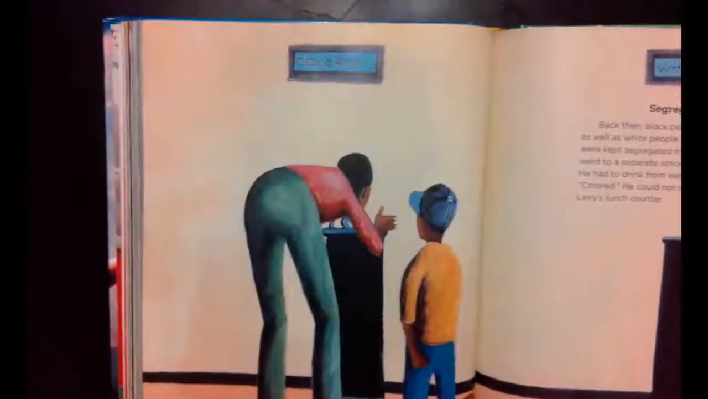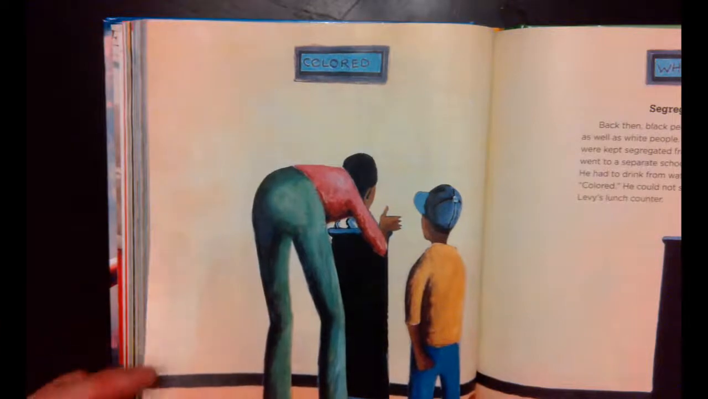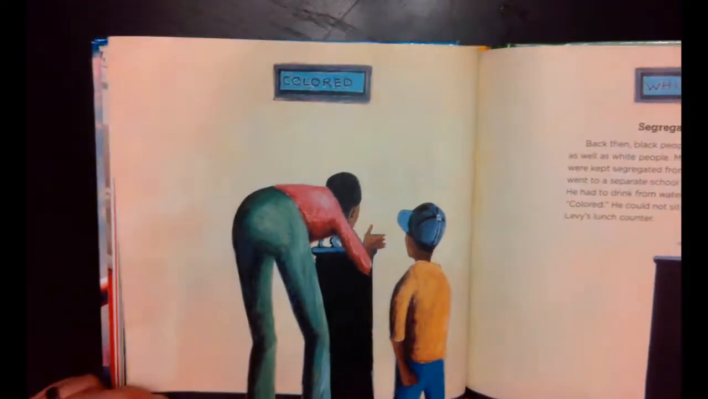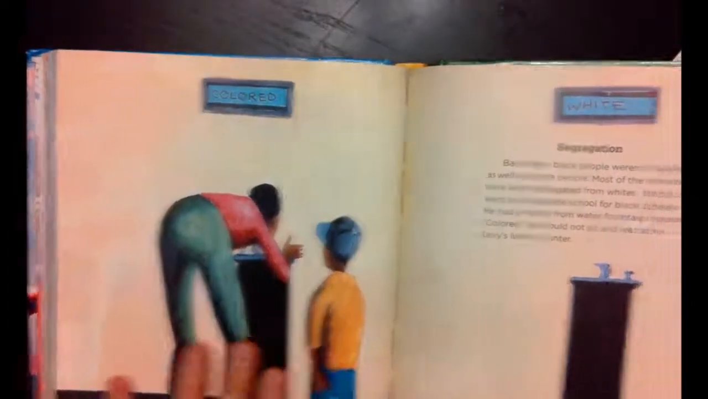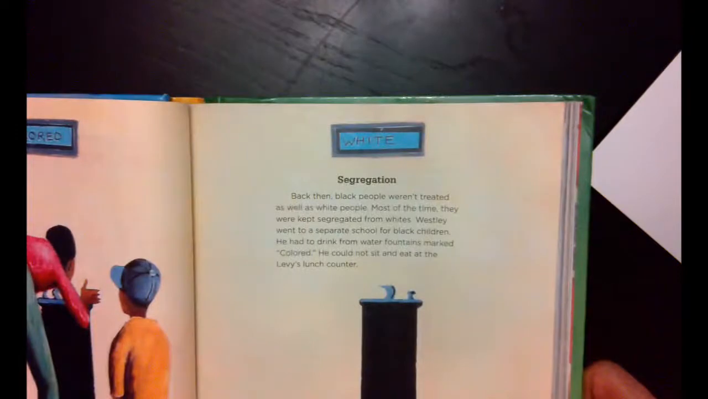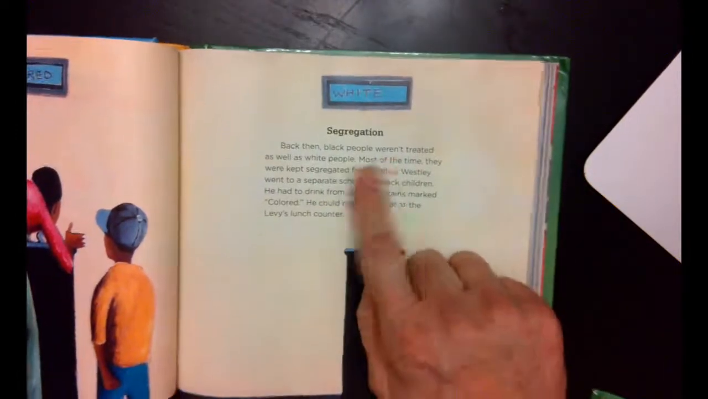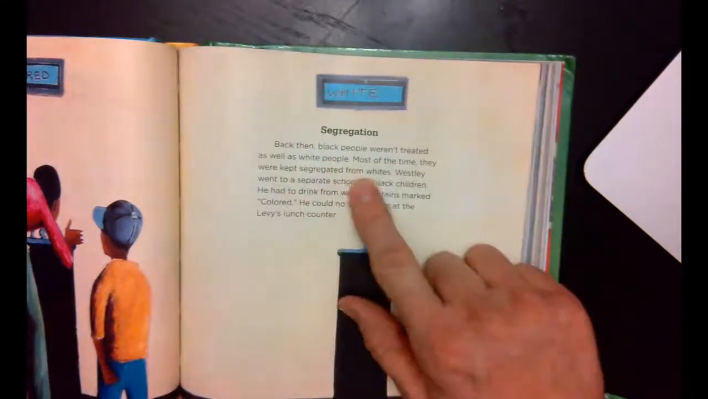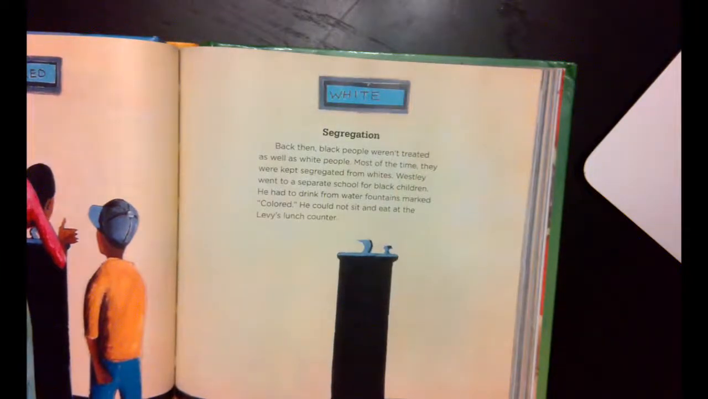You see in this picture here, back shortly after the time of the Civil War, we had what was called segregation. We're going to learn about it in the next section. But we had two drinking fountains, one where people who were African American could drink, and one where people who were Caucasian could drink. Segregation. Back then, black people weren't treated as well as white people. Most of the time, they were kept segregated from whites.